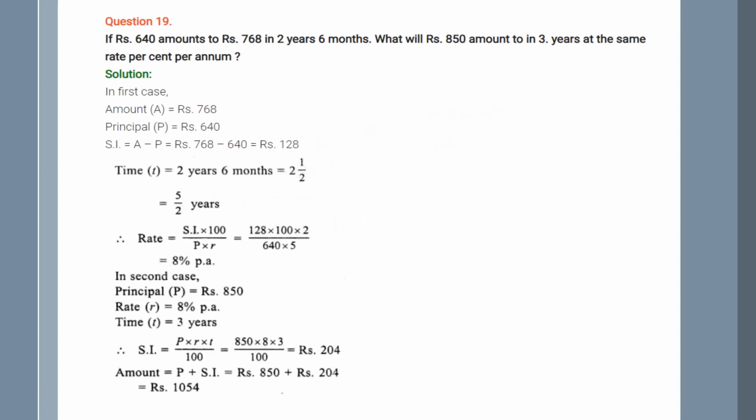Question number 19. 640 amounts to. This is principal 640, and after "to", we will consider 768 as amount. And time is 2 years, 6 months. You have to find what rupees 850 amounts to in 3 years.